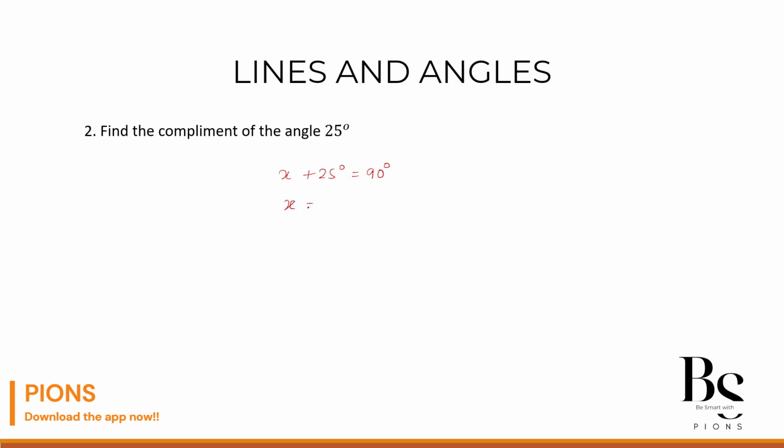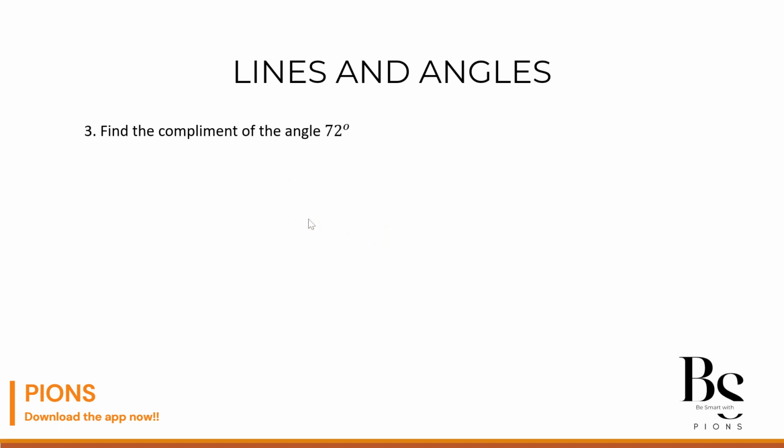So x will be equal to 90 minus 25. So if you subtract, 10 minus 5 is 5 and 8 minus 2 is 6, so 65 degree. So 65 degree when added with 25 should give us 90 degree. Hence 65 degree is the complement of angle 25 degree. Let's move to the next question.